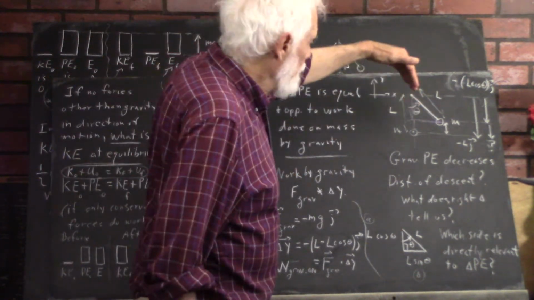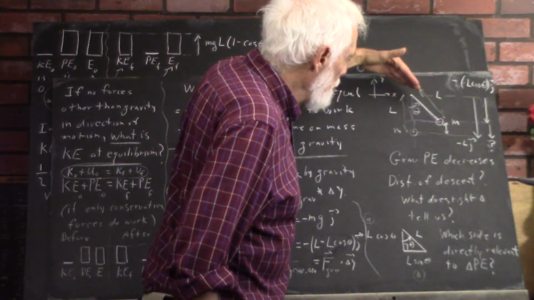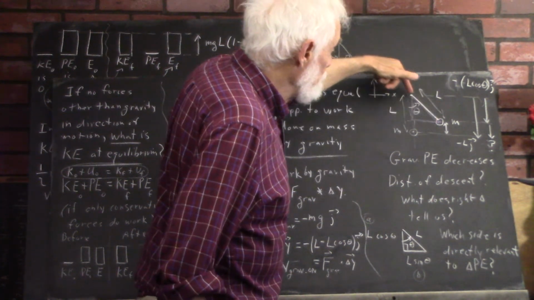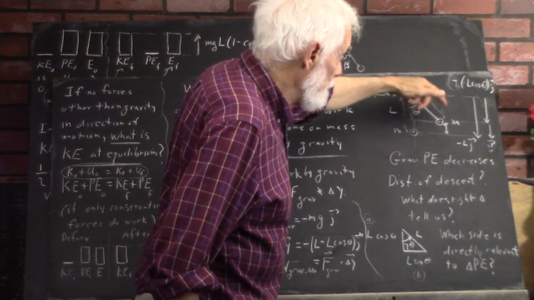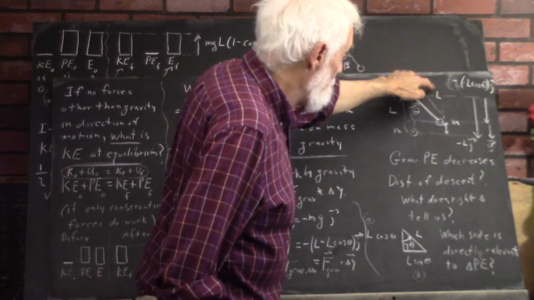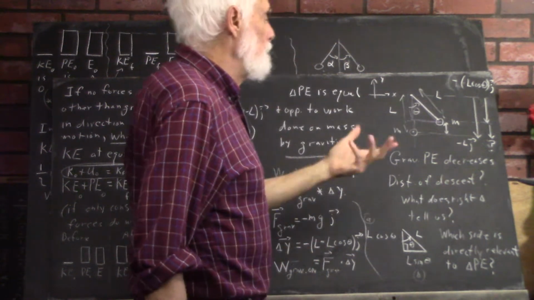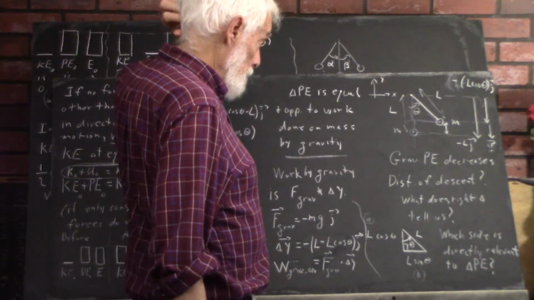We start with the example of a pendulum which is pulled back to some angle theta. Got a mass m, we assume a light massless rod or string. Length is L. It swings back to equilibrium. We want to look at the energy exchange.